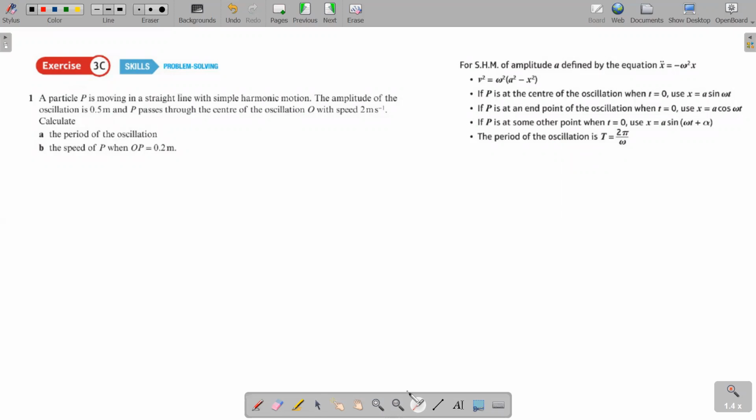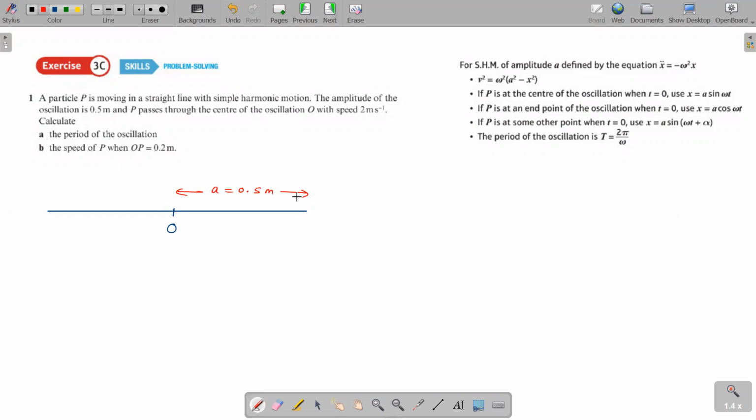They say here, a particle P is moving in a straight line with simple harmonic motion. The amplitude of the oscillation is 0.5 meters. Shall we draw this first? So let's draw this. This is the simple harmonic motion, passing through the center of the oscillation. Let's mark everything. A particle P is moving in a straight line with simple harmonic motion. The amplitude of the oscillation: amplitude means the maximum value of the displacement, is 0.5 meters.